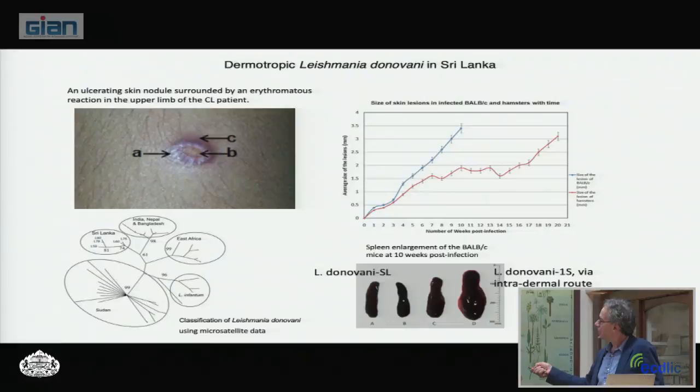If you put the visceral strain in the skin, it will disseminate in a mouse to the spleen and produce pathology in the spleen. But this cutaneous strain from Sri Lanka, if you put it in the skin, produces cutaneous pathology but no visceral pathology. So there's been this fascinating alteration in the genotype and phenotype of the Leishmania donovani parasites on the Indian subcontinent.